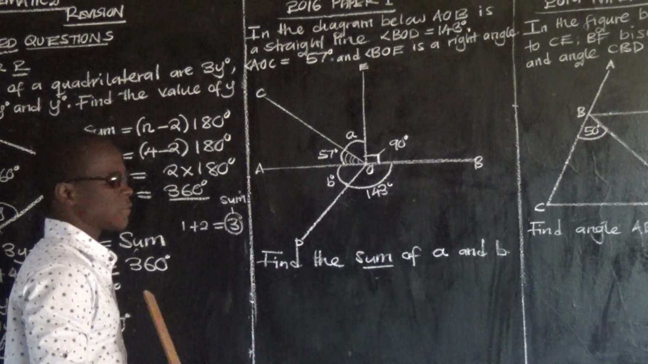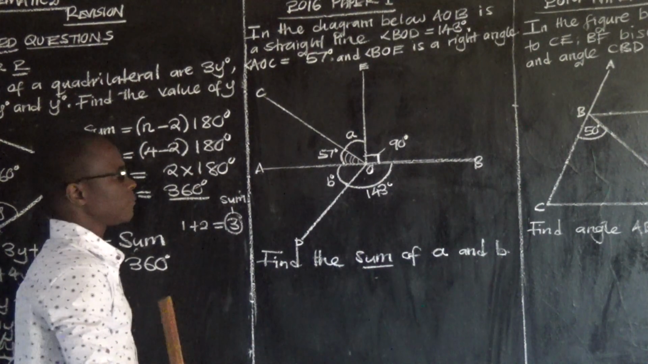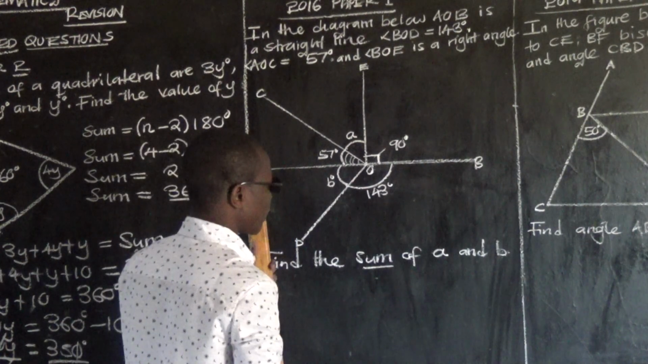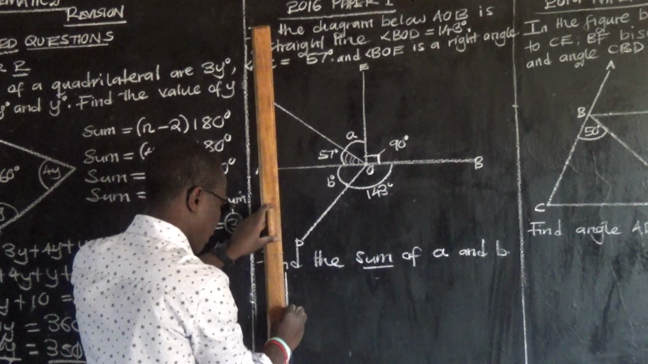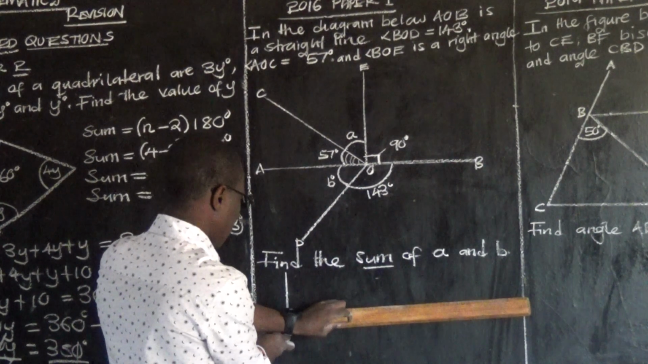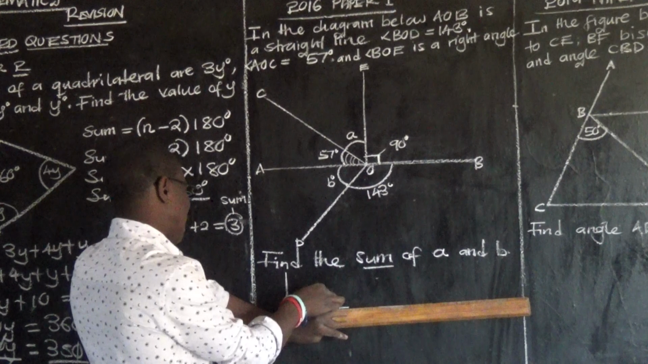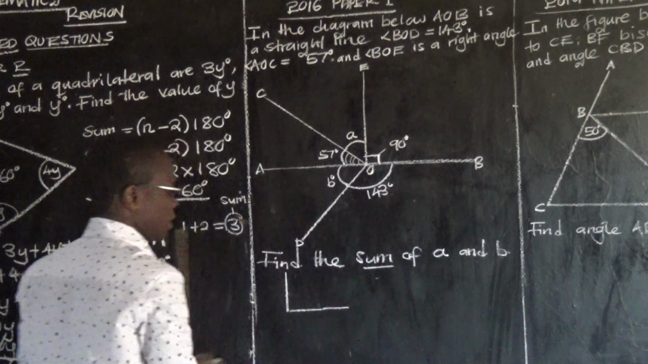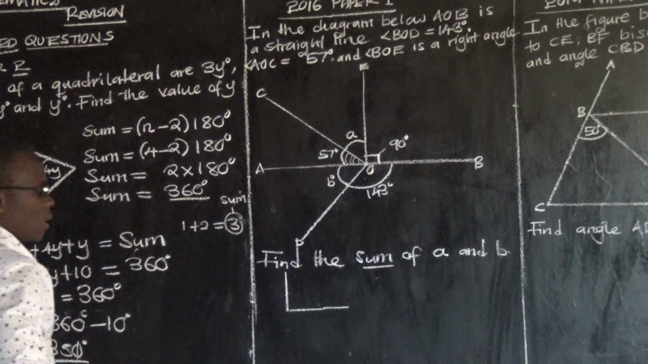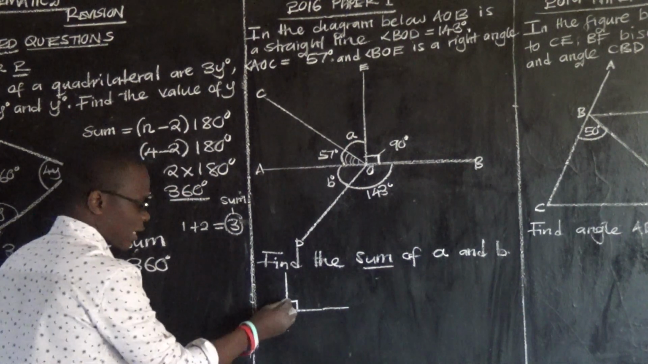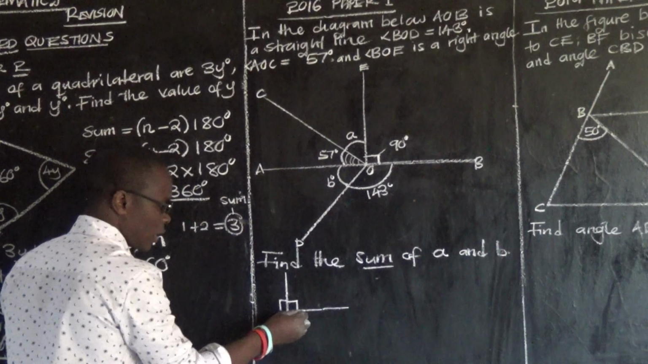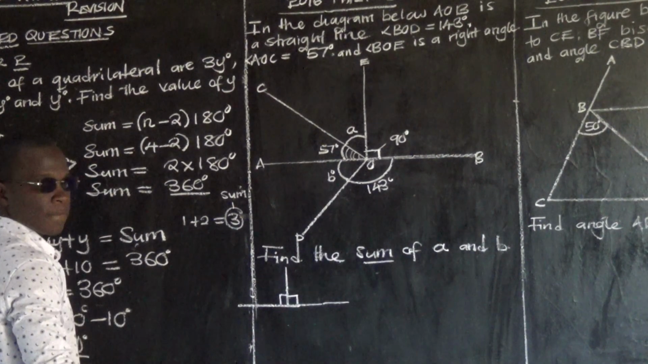Now finding angle A is very simple, guys. Because we know that we have this line, take note, and then we have this other line here, like this. Are we together? This is 90 degrees. So what is this other angle here? It's also 90 degrees. Are we together? Is it fine?